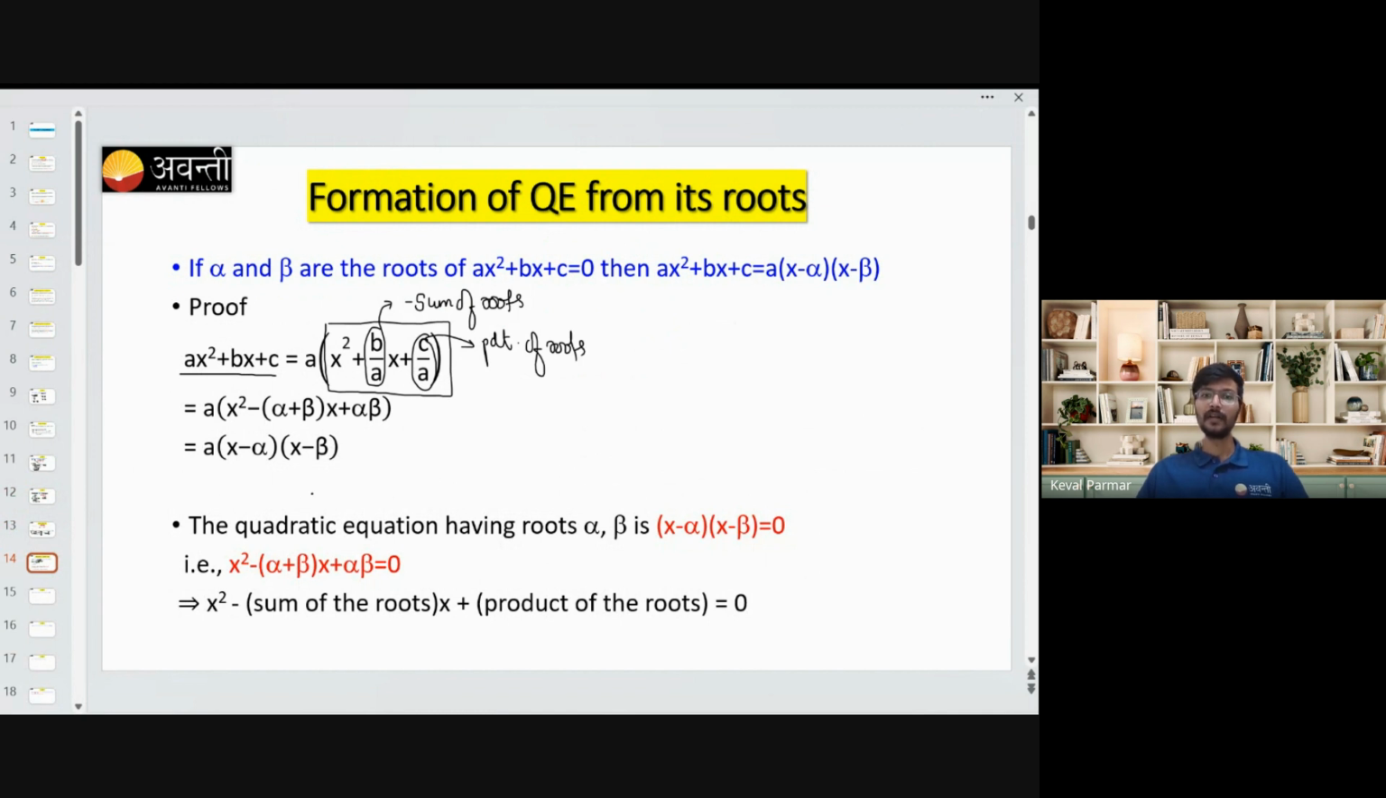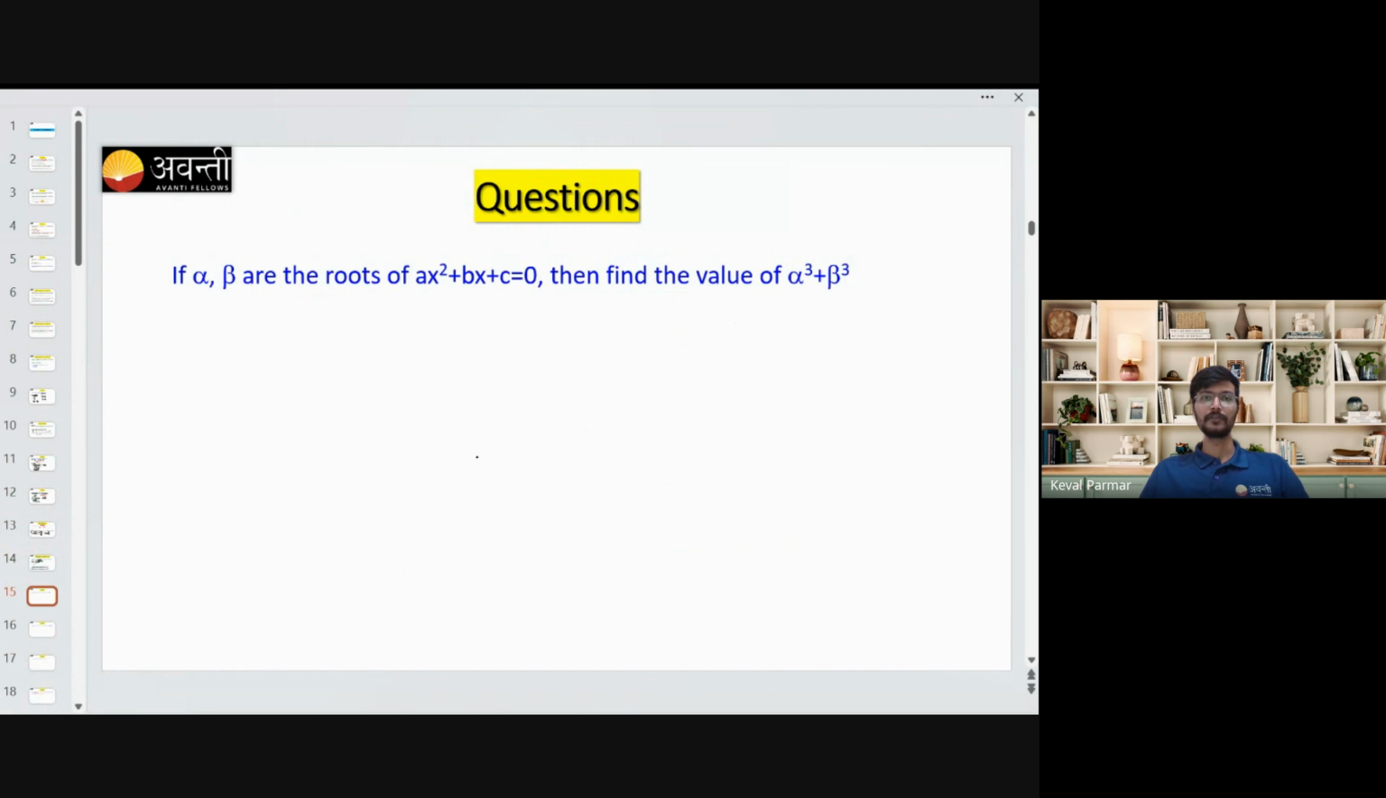So in general, I can write the quadratic equation as x square minus the sum of the roots into x plus the product of the roots equals to 0. X square minus the sum of the roots into x plus the product of the roots equals to 0. I hope it is clear. Let's see what we have next. We have the questions.